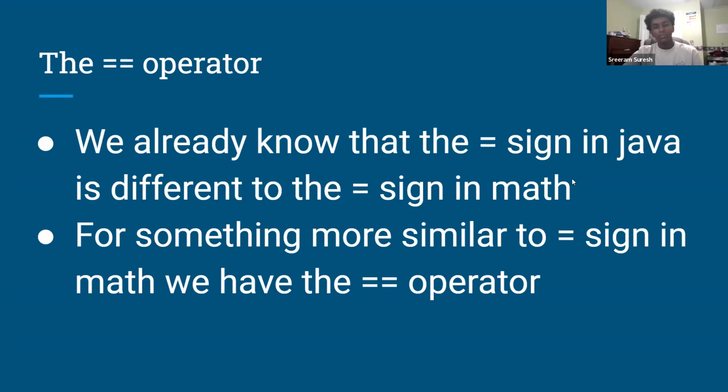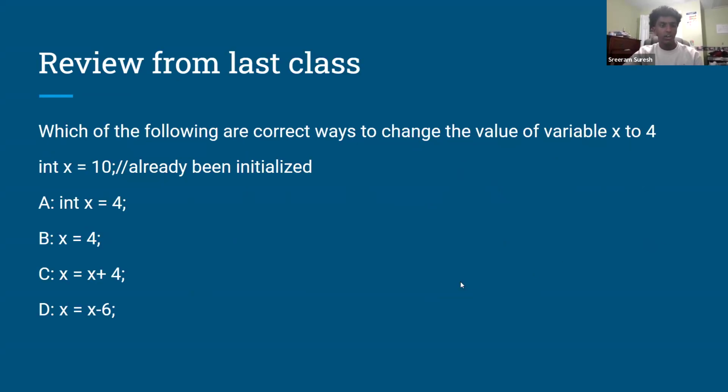So starting off with the equals to operator. Let's just go back to this last question right here. Look at option D, right? What I briefly mentioned last class, and what I'm going to mention again, is that the equal sign in Java is nothing like the equal sign in math.